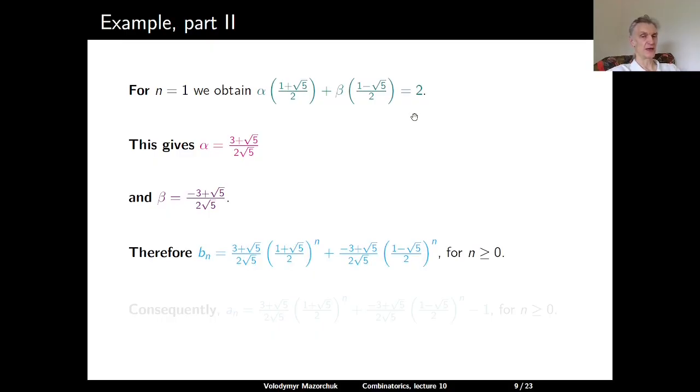So the general formula for b_n for n greater than or equal to 0 is as follows: (3 + square root of 5) / (2 square roots of 5) times ((1 + square root of 5) / 2)^n plus (-3 + square root of 5) / (2 square roots of 5) times ((1 - square root of 5) / 2)^n. This is for the sequence B, and for the sequence A, which is B minus 1, we get the same formula, minus 1. And this gives us the general form of our sequence a_n for any n.